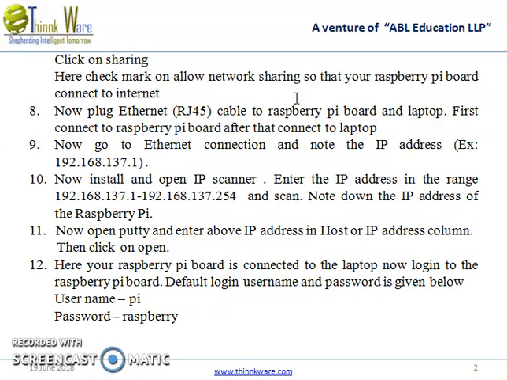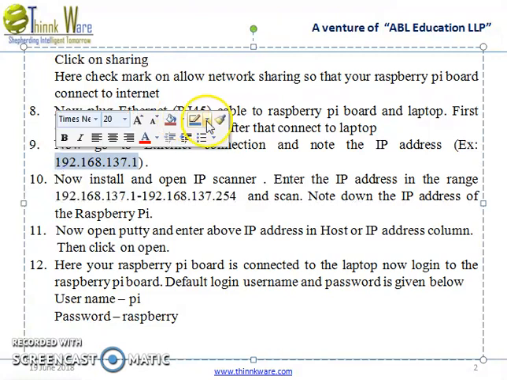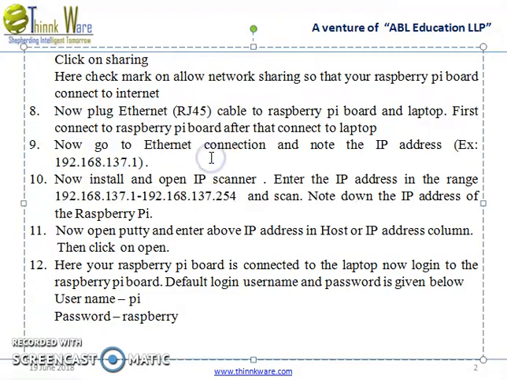First connect to Raspberry Pi board after connecting to laptop. Now go to Ethernet connection and note the IP address. Example is the highlighted portion. Now install and open the IP scanner. Enter the IP address in the range highlighted below and scan. Note down the IP address of the Raspberry Pi 2.